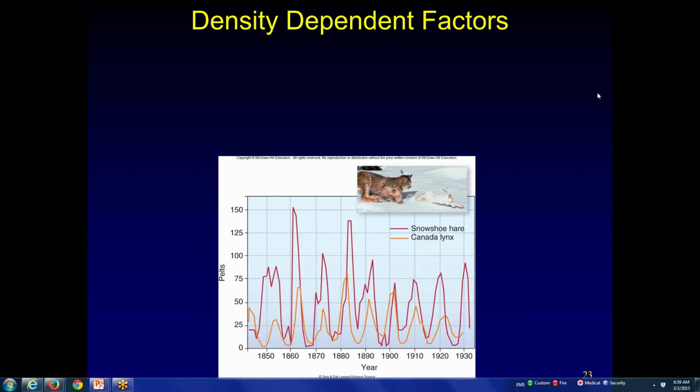Let's look at this interesting density-dependent factor of predation. Now, we mentioned predation, again, disease, things that are typically biotic factors are called density-dependent, right? Dependent on the density. And so predation's a big one. So let's check this out. We got the snowshoe hare and the Canada lynx. The lynx just loves those snowshoe hares. And there's always a predator-prey interaction going on in their populations.